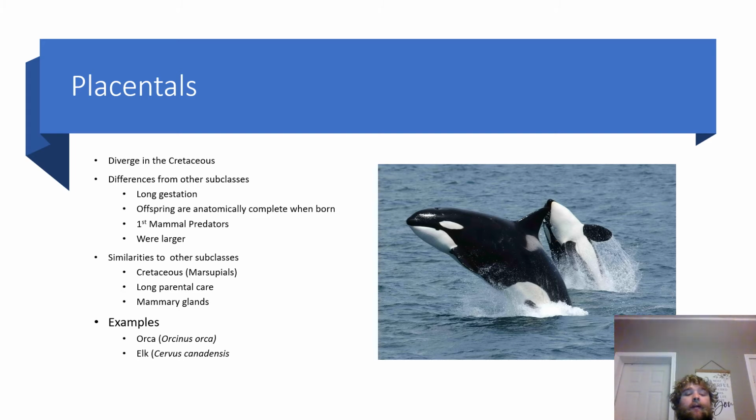And then some similarities again. They developed in the Cretaceous period, like the marsupials. Again, the long maternal care and mammary glands, and obviously they do also have nipples. An example here can be the orca or killer whale, which is pictured here, or one that most people are familiar with would be an elk.